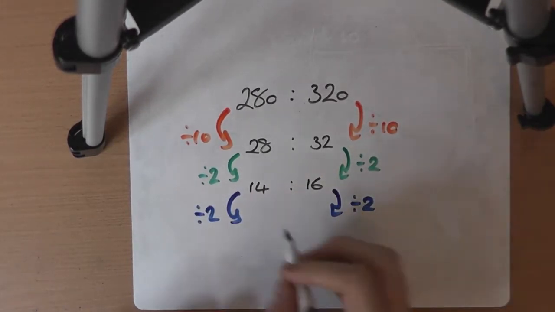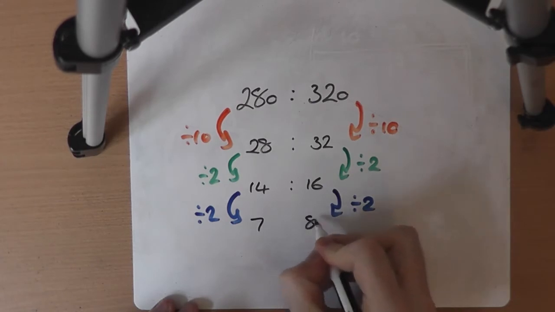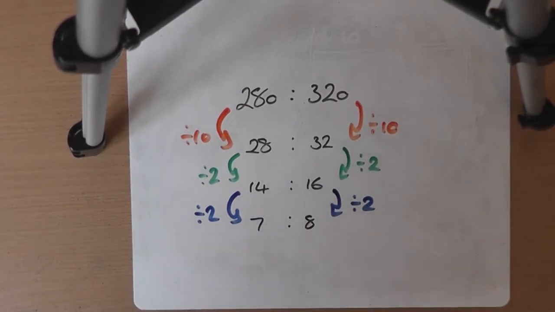And we do 14 divided by 2 is 7, and 16 divided by 2 is 8, and we will be left with the ratio 7 to 8, which again is much simpler and much easier to work with, much easier to picture. Is there anything that they will divide by? Well, actually 7 is a prime number.